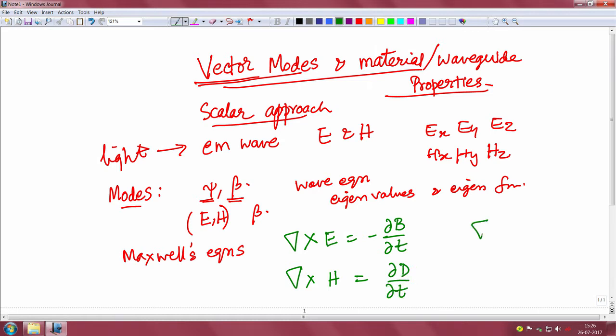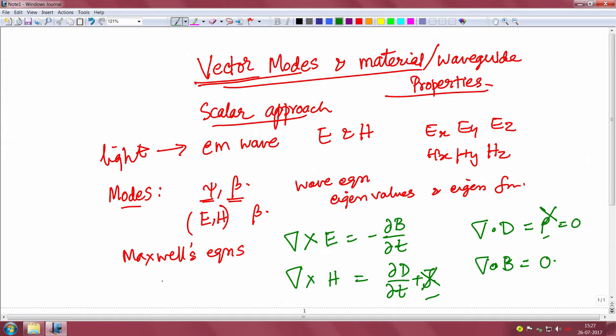And del dot D is equal to the charge density, or equal to 0 if it is a uniform medium. Here also you have the current density, which can be ignored if there are no free carrier currents, and del dot B, the magnetic flux density, is equal to 0. These are the 4 Maxwell's equations which will be useful to study the properties of light waves in integrated optical devices. Of course, we have ignored the charges and currents, which can be incorporated if necessary to make the discussion complete.